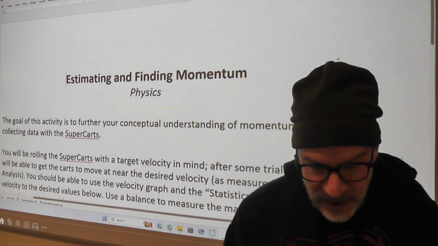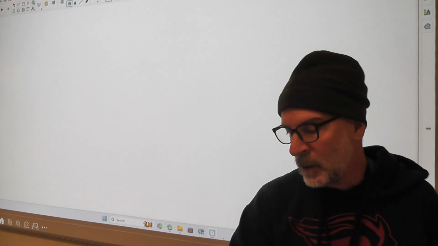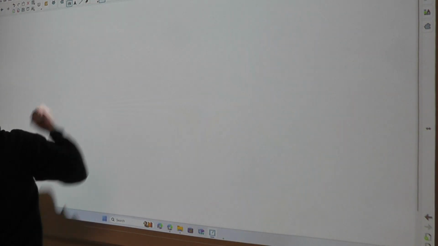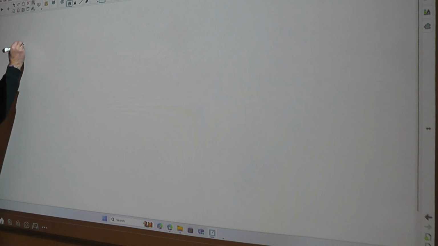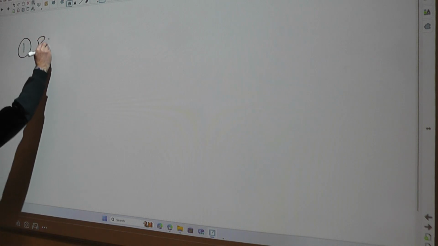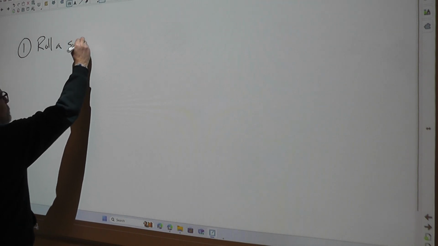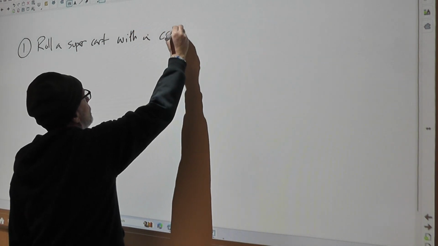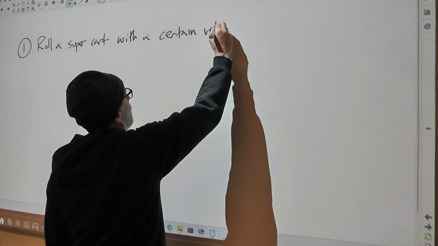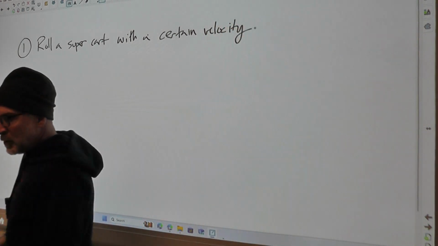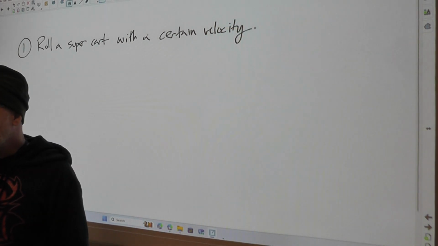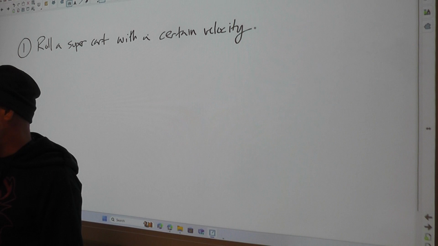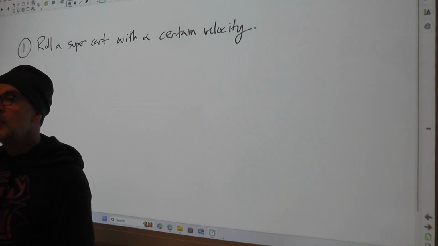Okay, so here are the things that I really want you to be able to do. This is really where we're going with this activity today. The first thing is I want you to be able to roll a supercart with a certain velocity. And what I mean by that is, I know that you're all capable of rolling a cart. You're all capable now of measuring the velocity. But what if I told you to roll it at 1 meter per second? Could you do that? Could you do it consistently?